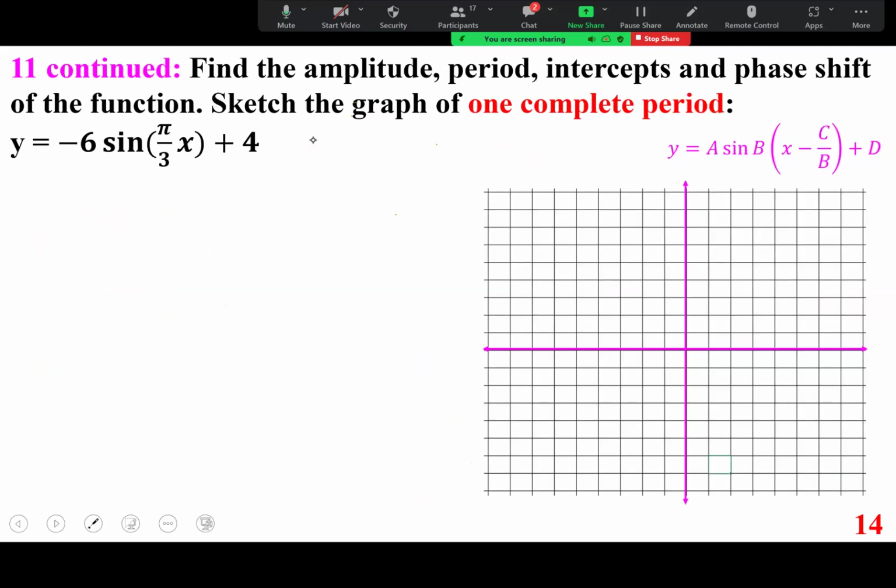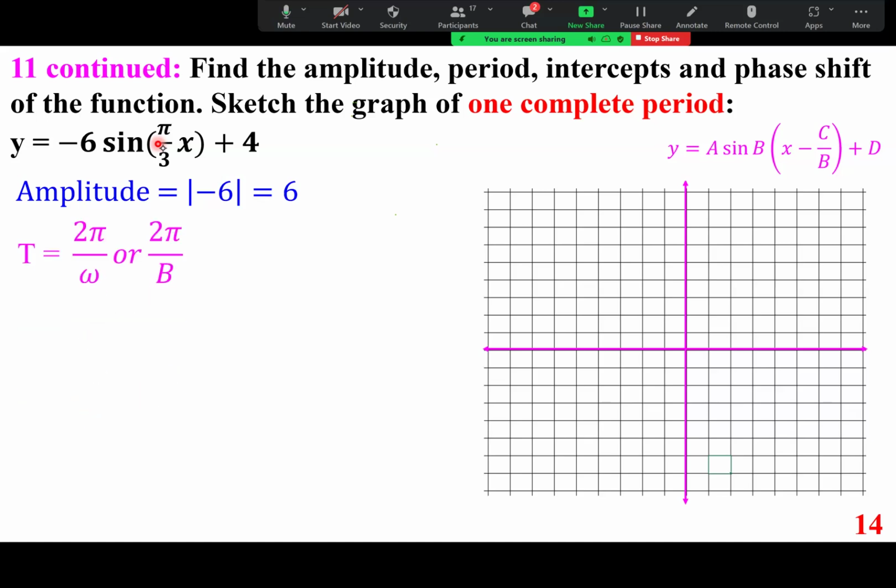All right, so we're looking at the same question, and again, the format that you write it doesn't matter, okay? You write it as a sine b times x minus c over b plus d, or write it as a sine omega x minus phi over omega plus d. Understand the concept. So with that being the case, what do we need to do? First and foremost, the amplitude is the absolute value of this number, which makes it 6. The period T is 2 pi divided by omega, or 2 pi divided by b, or 2 pi divided by pi over 3, which gives us the number 6. So instead of going from 0 to 2 pi, it's going to go from 0 to 6. And we are going to cut this into 4 equal parts.